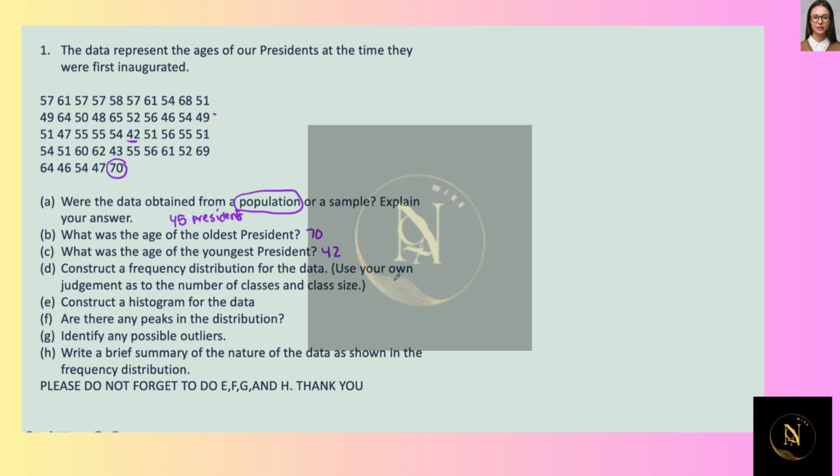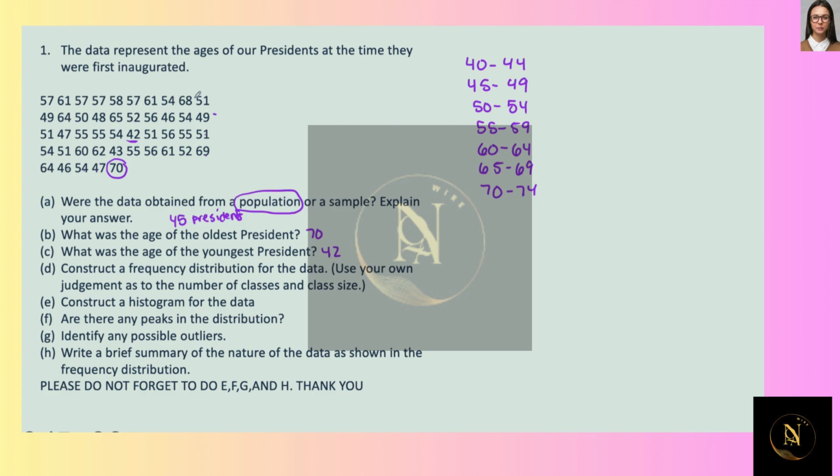It says construct a frequency distribution for your data. Use your own judgment as to the number of classes and sizes. I'm going to go from 40 to 44, 45 to 49, 50 to 54, then 55 to 59, 60 to 64, 65 through 69, and then 70 through 74. I don't believe anybody is above that, since 70 was the oldest. So I'm going to start doing these.